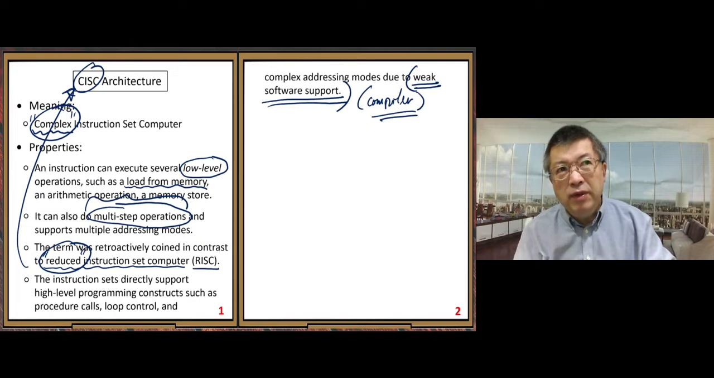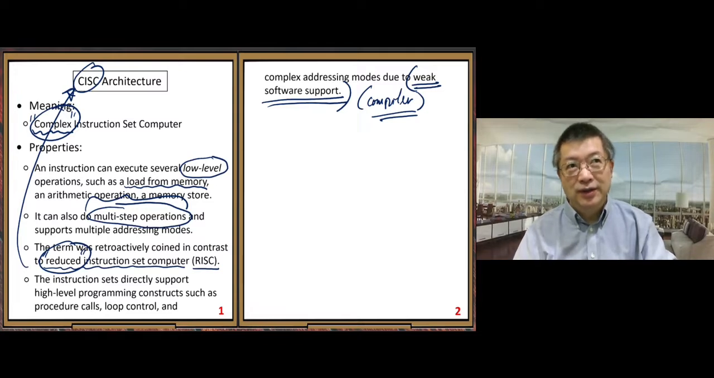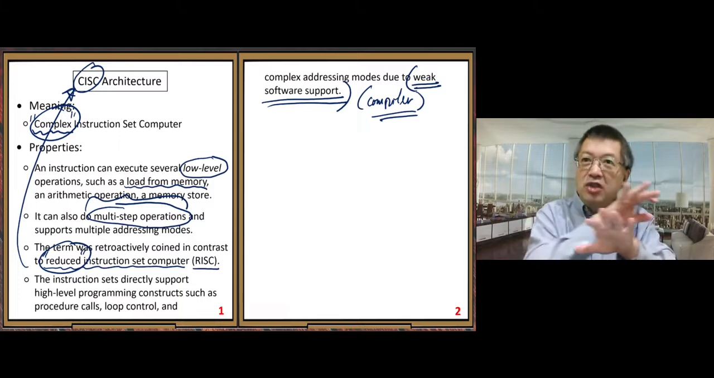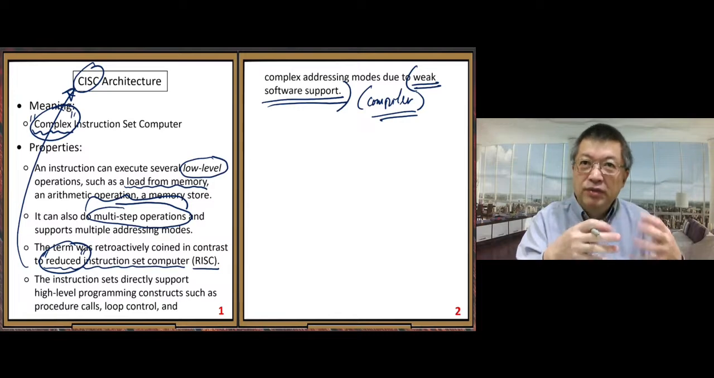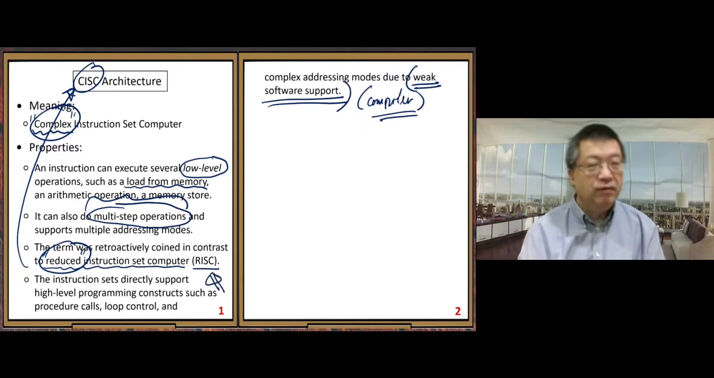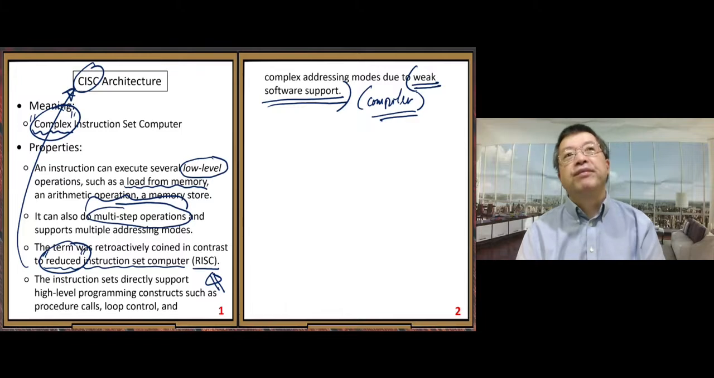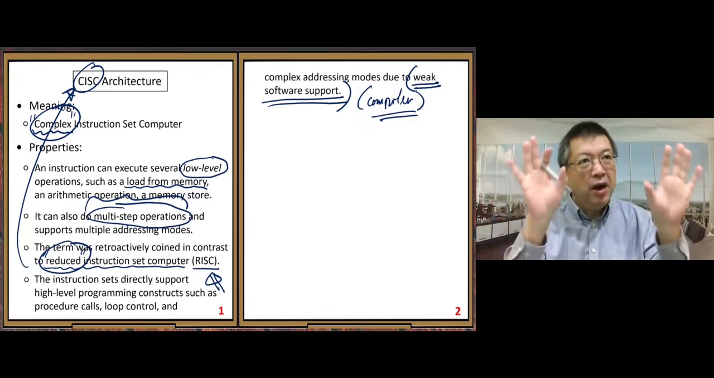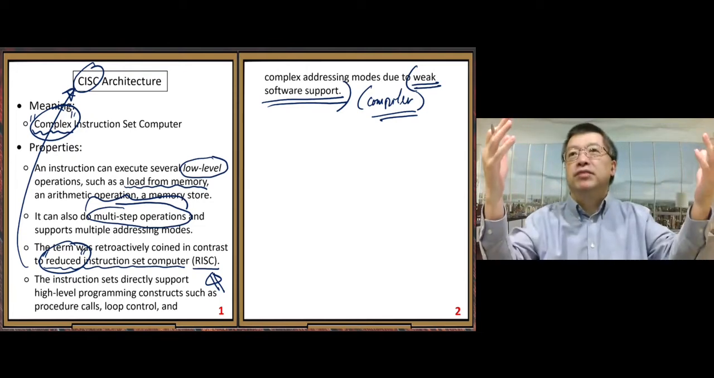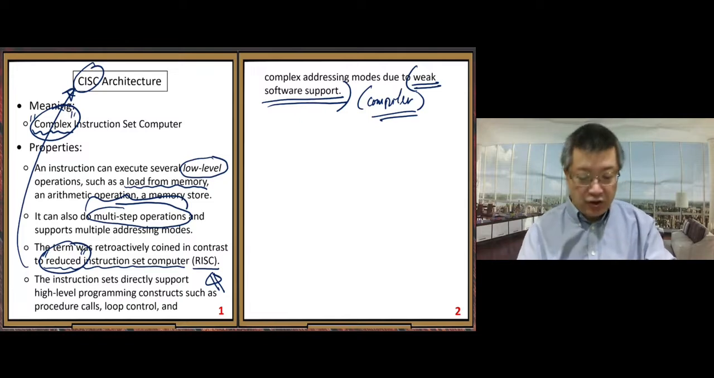Because at that time, there was even no compiler. It was a very early time, so no compiler was available to handle the complexity. Then, at the instruction set level, the designers had to create some special instructions to handle relatively complex operations. Later, at the RISC time, compiler technology and software support were available. Then no complex operations were needed anymore, so a reduced instruction set was the better choice. All right, that's the CISC architecture and its properties.